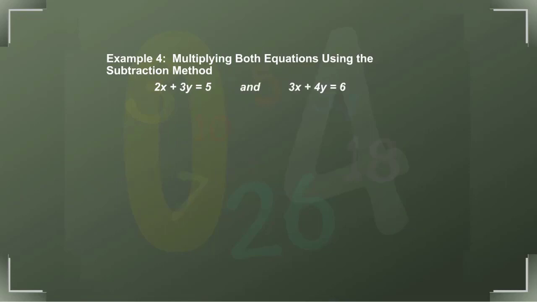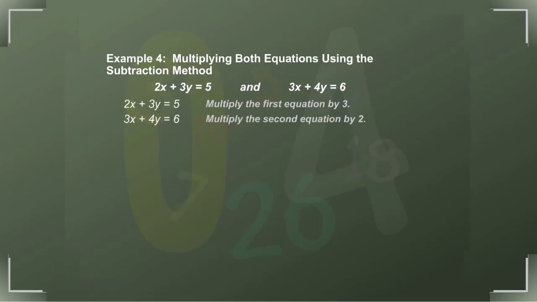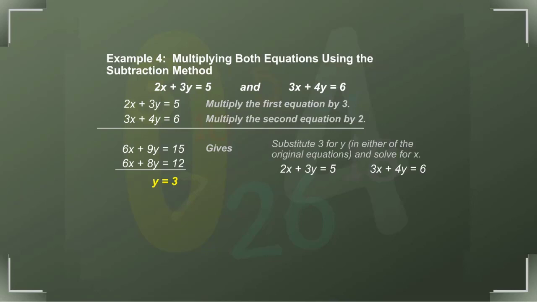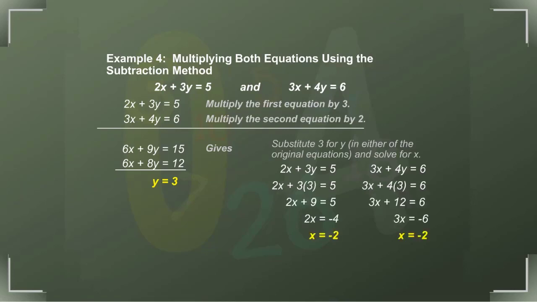Example 4. Multiplying both equations using the subtraction method. Multiply the first equation by 3. Multiply the second equation by 2. Add the equations to get y equals 3. Substitute 3 for y in either of the original equations and solve for x to get x equals negative 2. The solution to the system is negative 2 and 3.